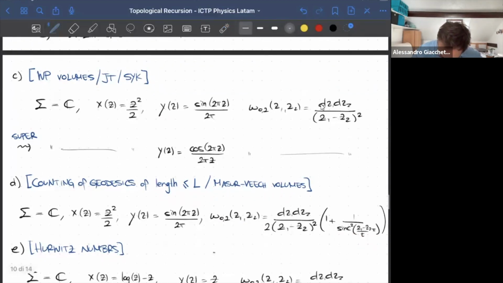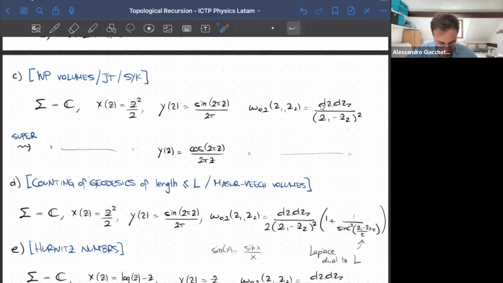So here, sinc of x is sine of x divided by x. And here you can see that you have this t, which is a parameter, which is essentially the Laplace dual to this L. So in this example, you're trying to count geodesics with a fixed bound on the length. And you can do this by considering a one parameter family of spectral curves depending on this t. And when you take the Laplace transform in t, you get exactly this type of geometric quantities.